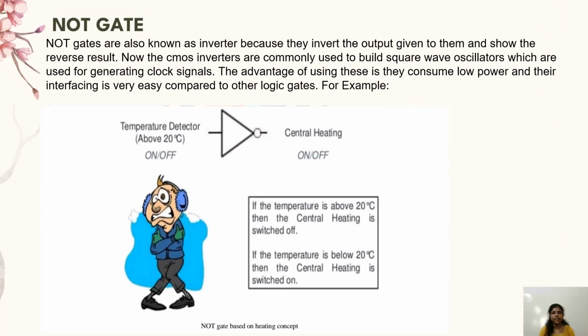NOT gate. NOT gates are also known as inverters because they invert the input given to them and show the reverse result. Now the CMOS inverters are commonly used to build square wave oscillators, which are used for generating clock signals. The advantages of using these is they consume low power and their interfacing is very easy compared to other logic gates. For example, NOT gate based on heating concept.